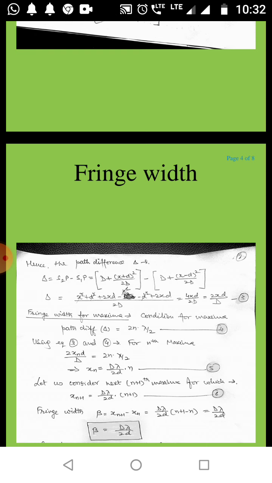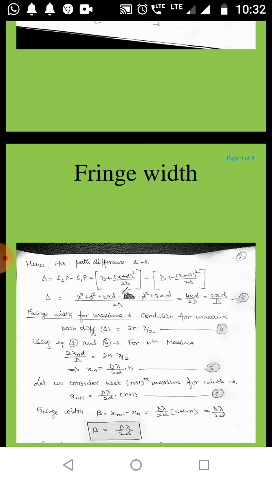Now we want to calculate the path difference. Path difference is equal to S2P minus S1P, which is clear from the figure. What is path difference? Path difference is the difference between the paths travelled by two waves, which is equal to S2P minus S1P. We will put the values of S2P and S1P from the above equations. We get D plus (x plus d) whole square upon 2D minus [D plus (x minus d) whole square upon 2D]. After simplifying this equation, we will get path difference is equal to 2xd upon capital D, which is shown by equation number 3.